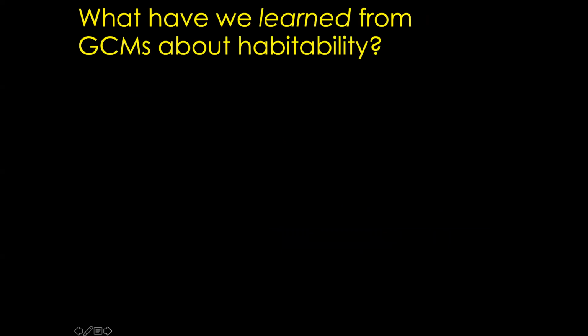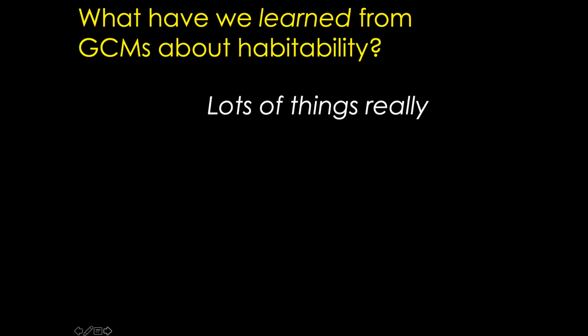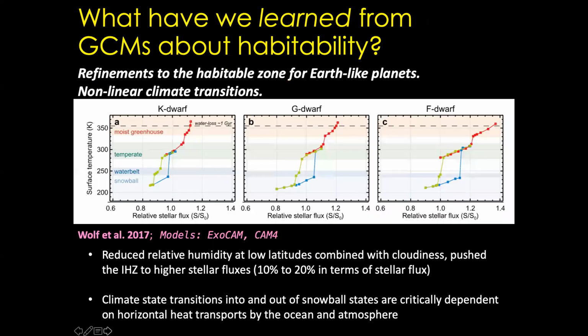So what have we learned from GCMs about habitability so far? Well, lots of things, really. One big thing is we've learned refinements to the habitable zone for Earth-like planets, along with different nonlinear climate transitions, which affect the habitable zone limits. In this plot, we show from Wolf et al. 2017, the climate evolution of an Earth-like planet around a K dwarf, a G dwarf, and an F dwarf.